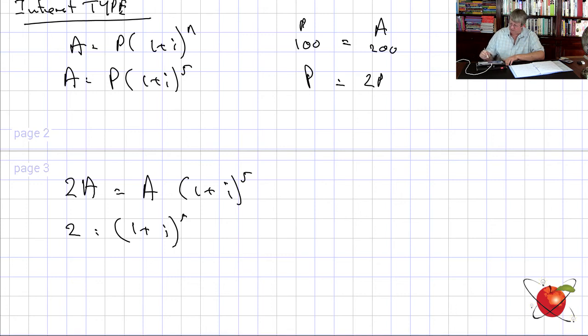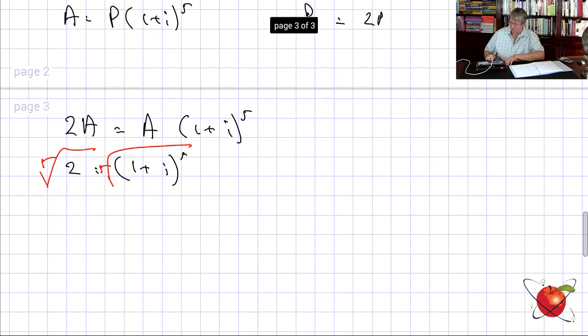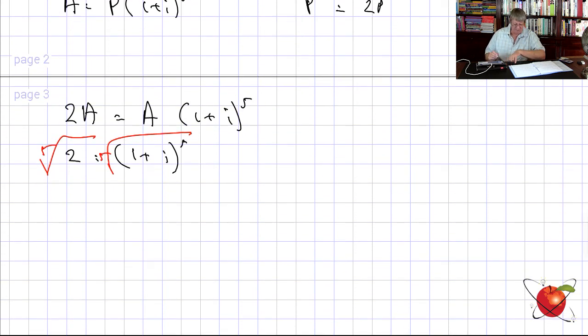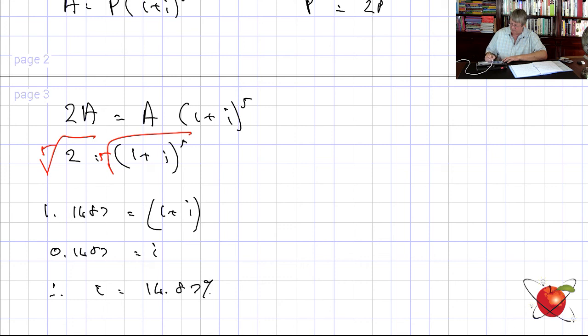What do we do here? We take the fifth root. And the fifth root leads us to, basically, if you take the fifth root of 2, you get 1.1487 is equal to 1 plus I, brackets like that. Take the 1 across, you get 0.1487 is equal to I. Therefore, I is going to be equal to 14.87%. You multiply by 100, right?